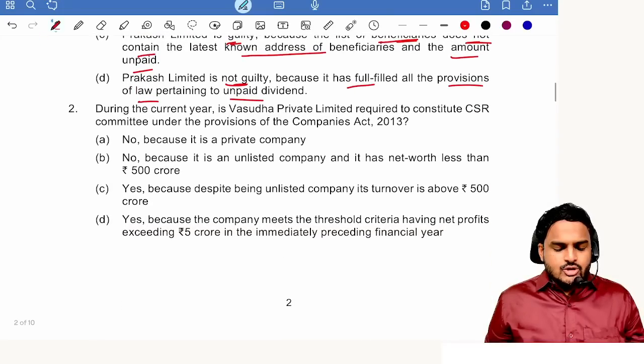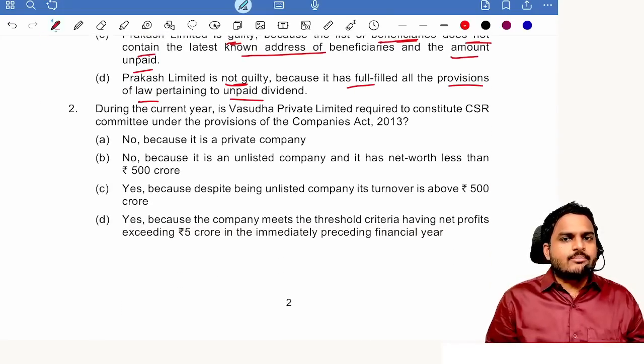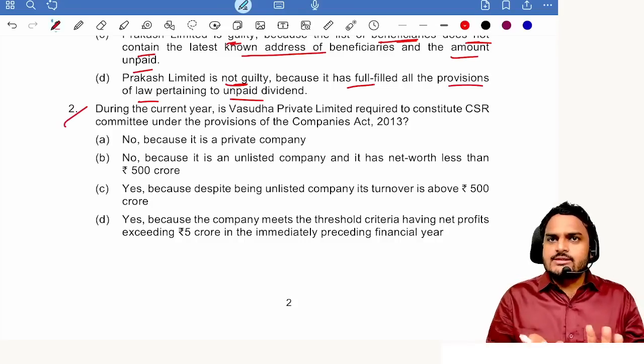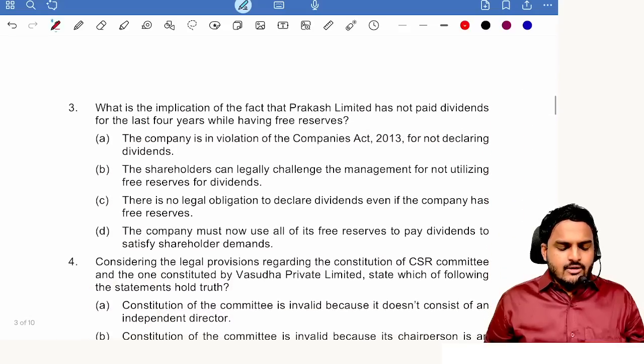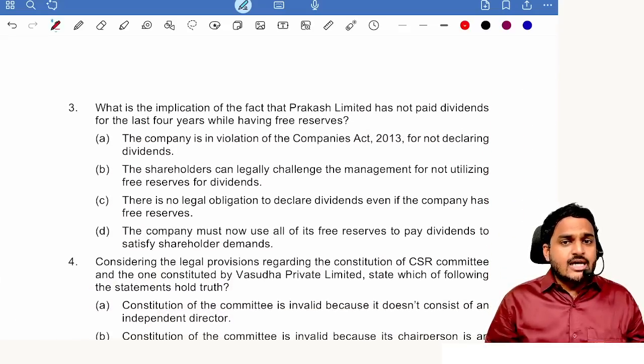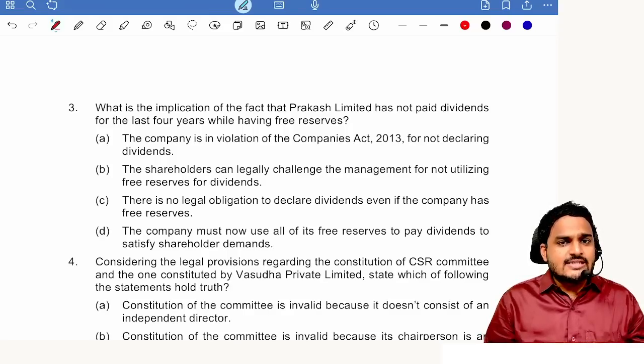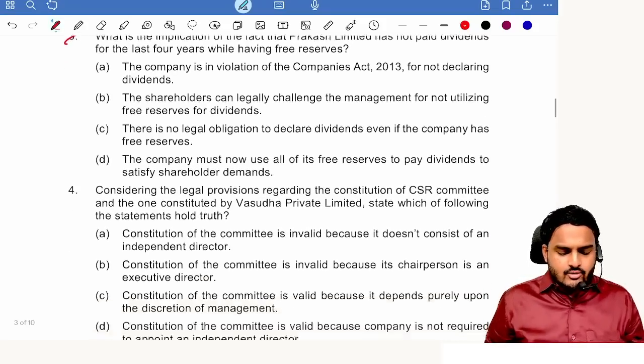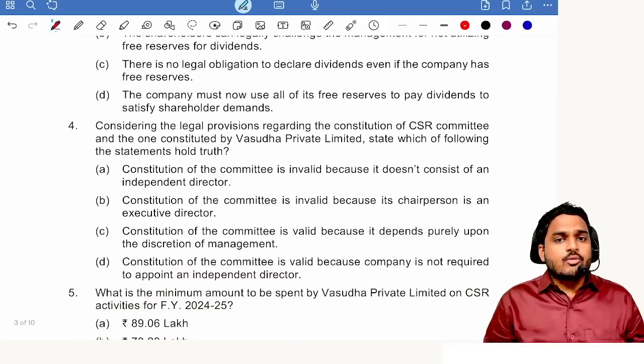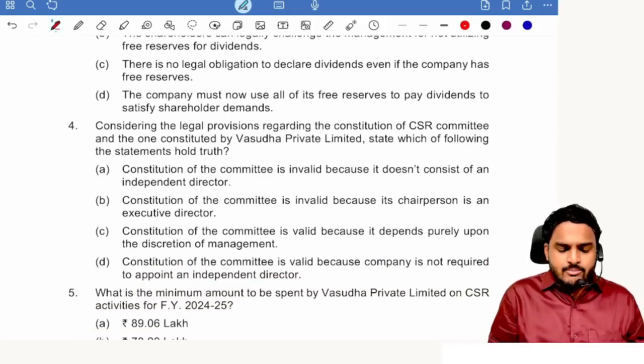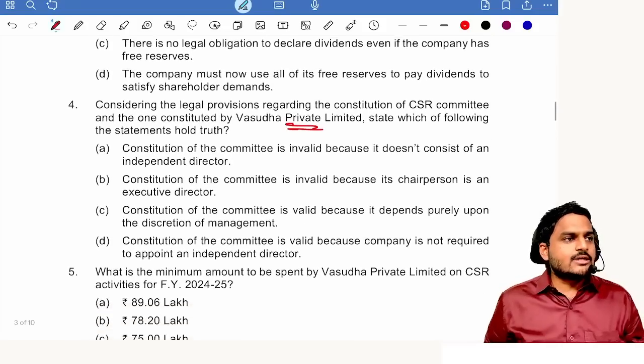Let's see the next one. During the current year, is Vasudha Private Limited required to constitute a CSR committee? For this also we need to study the case scenario. Next, question 3. What is the implication of the fact that Prakash Limited has not paid dividends for the last 4 years while having reserves? Having reserves, but the last 3 years' dividends were not paid. This also we'll see in the scenario. Next one. Considering legal provisions regarding constitution of CSR committee, the one constituted by Vasudha Private Limited. What is the nature of the company?